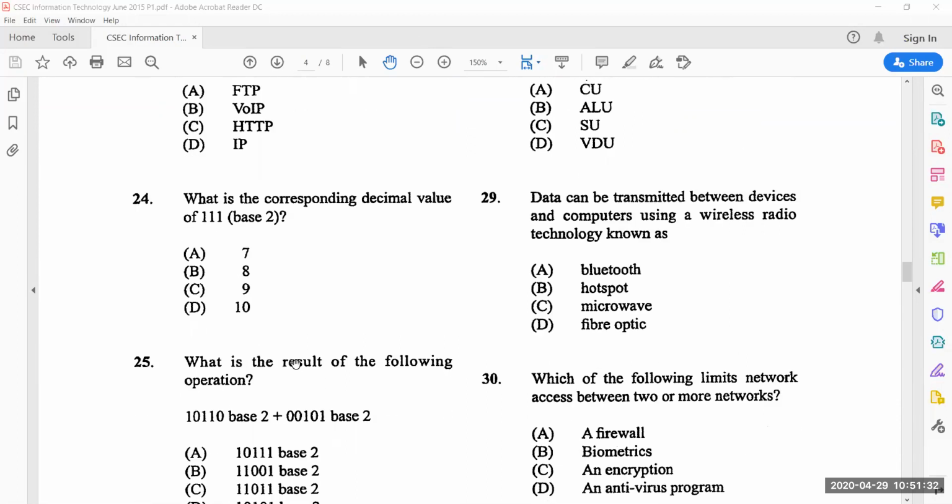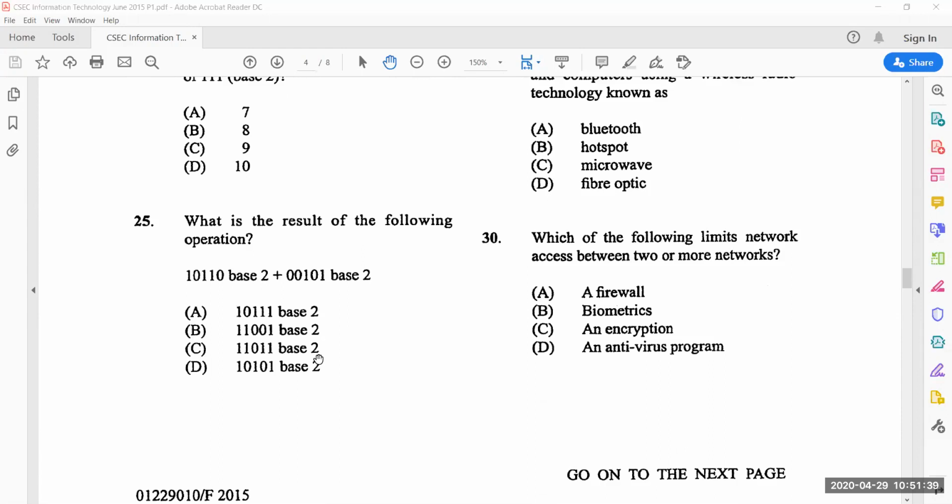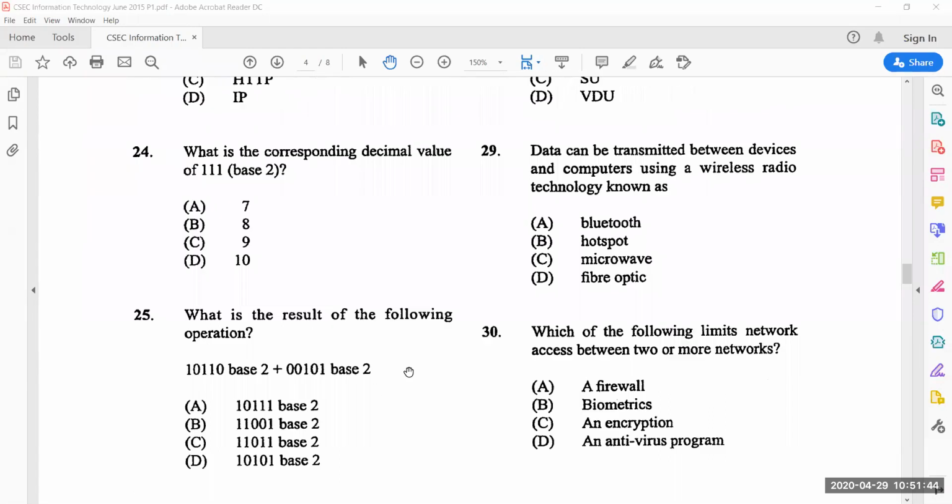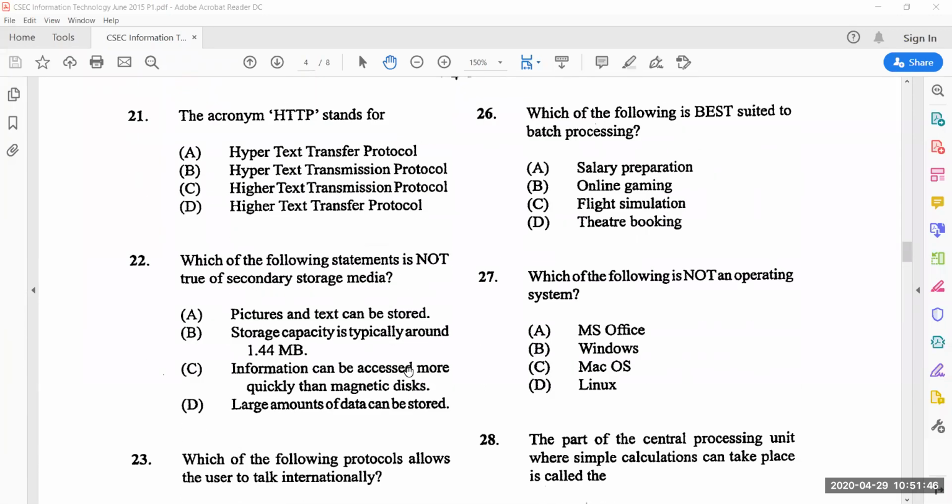Number 24. You won't be assessed on this, but the answer for that is A. Also 25, right? The answer for 25 is C. Okay, let's move on to 26.